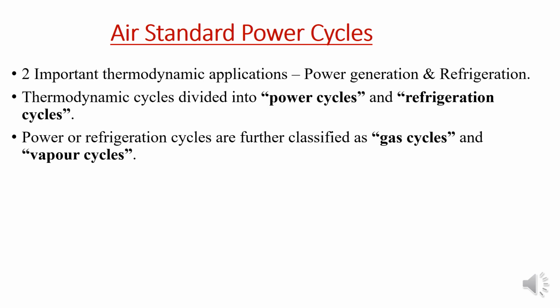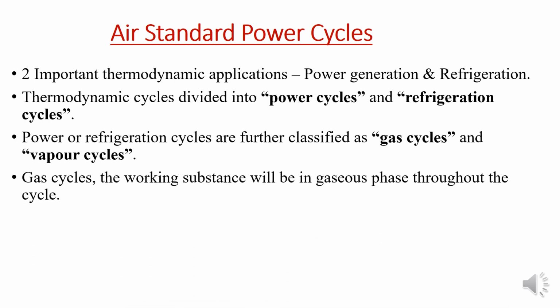In power generation we have two types of cycle, that is the gas cycle and the vapor power cycle. Gas cycle means we use some external fuel for generation of power, whereas in the vapor power cycle we use water, which changes its phase from liquid water into vapor. So there is a change of phase in the vapor cycle, whereas in a gas power cycle we don't have any change of phase.